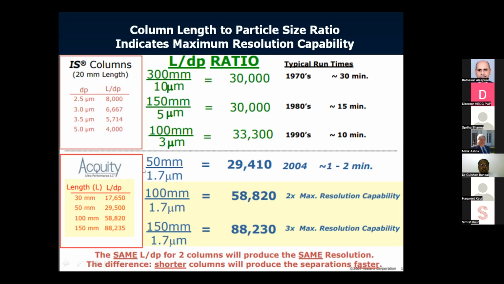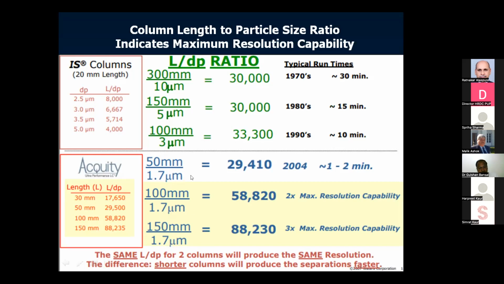And after that comes the era of sub 2 micrometer particle size, like 1.7, 1.8 or so. So it is a further decrease in the particle size, right? And the length also. So it is around 29,000. Then again, 10 centimeter column, right? Then 15 centimeter column.